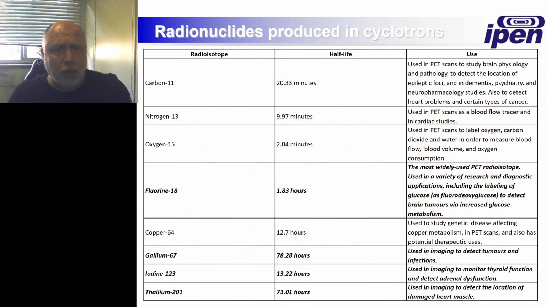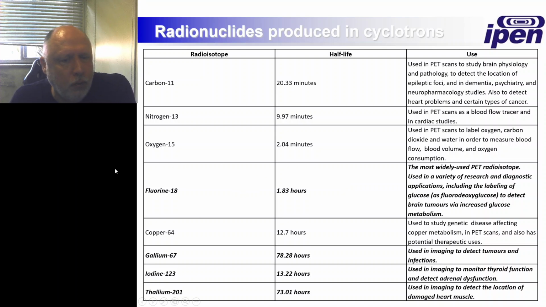Okay, so what can we usually produce in cyclotrons? Well, there's these four here. They are mainly used for, I don't know if you ever heard of PET scans, right? Positron emission tomography. We'll talk about them in a few slides. But these are the most used ones in positron emission tomography, right?